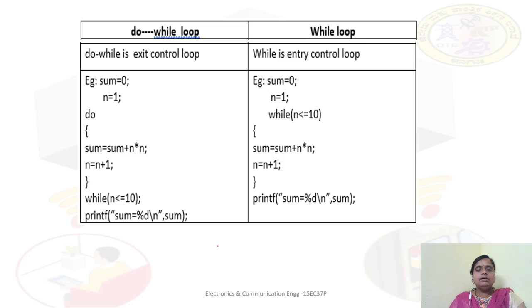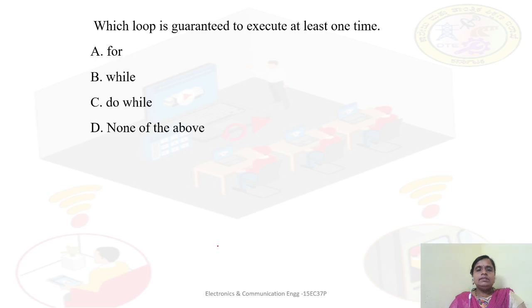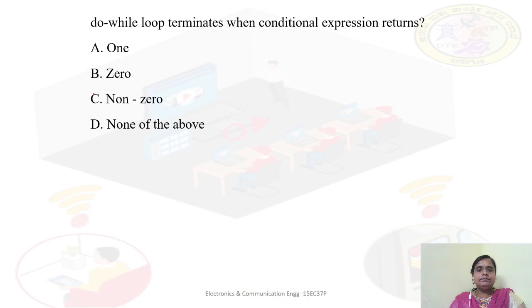Here again, one of the examples we have taken. You can just go through this example, wherein it shows you the difference between the do while and the while loop. As already explained, which loop is guaranteed to execute at least one time? It is the do while loop. Any of the loops will get terminated when the condition gets the 0 value.